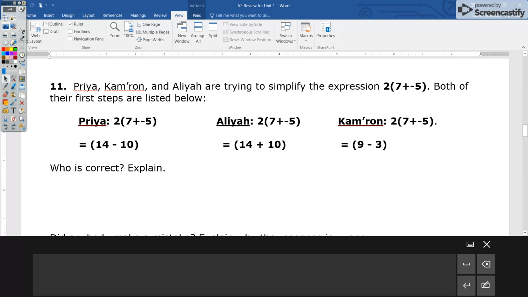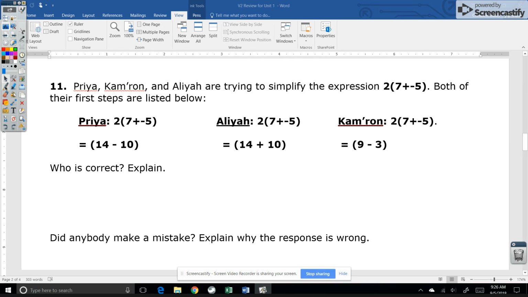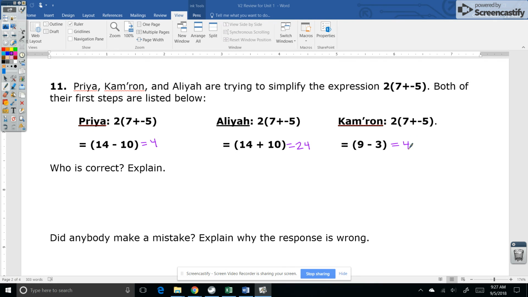Okay, 3 different versions of the same problem. This first one, that's equal to 4. This one, that's equal to 24. This last one is also equal to 4. But who did it right? That's 7. 7 minus 3 is 4. That's 6. So only one of them can be right because they got different answers.